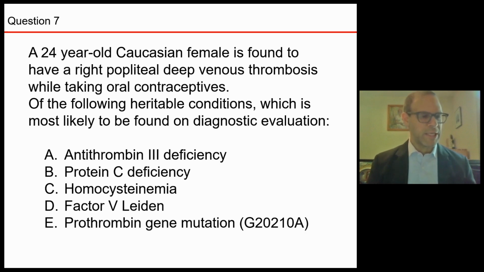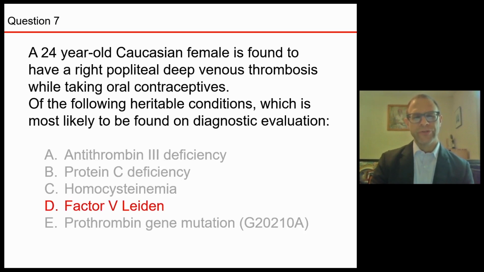The next question is, a 24-year-old Caucasian female found to have a right popliteal DVT while on birth control. Of the following inherited conditions, which is the most likely? Antithrombin 3 deficiency, protein C deficiency, homocystinemia, factor V Leiden, or prothrombin gene mutation?